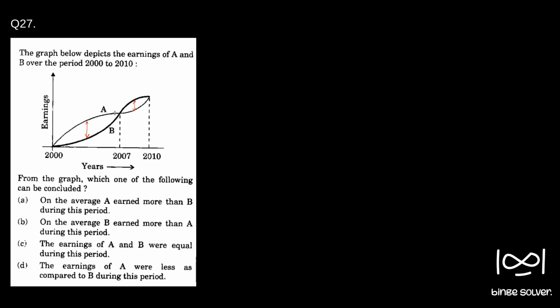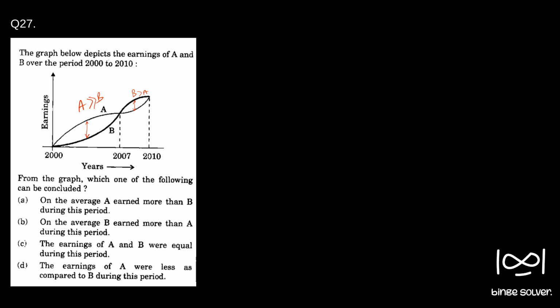So just using this information, we can say it is most likely that in this period, the average earnings of A is higher than B. Since for 7 years A was so much greater than B, and here B is greater than A, but only by a small amount. So we can use this information to say that on the average A earned more than B during this period.